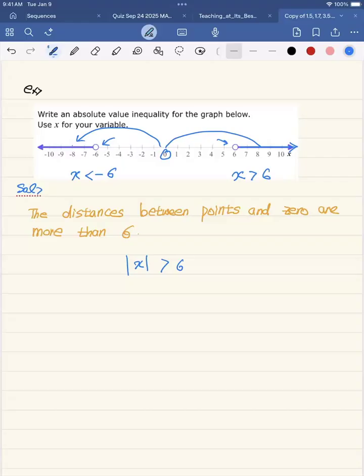This is inequality notation, but we have to use the absolute value inequality. So when we convert that into the absolute value inequality, with absolute value, everything is positive. So the absolute value of x is strictly greater than 6.